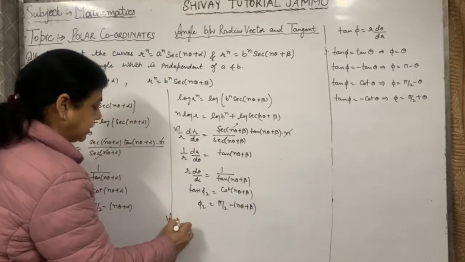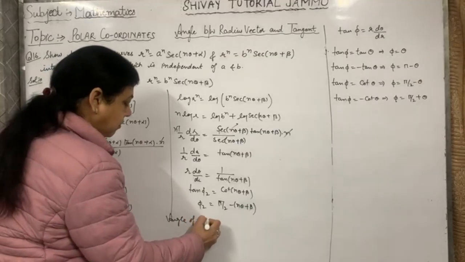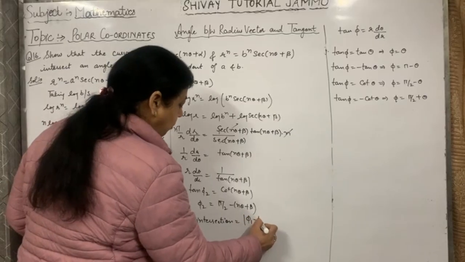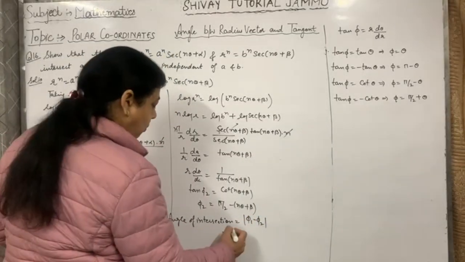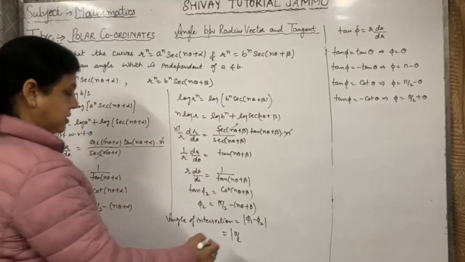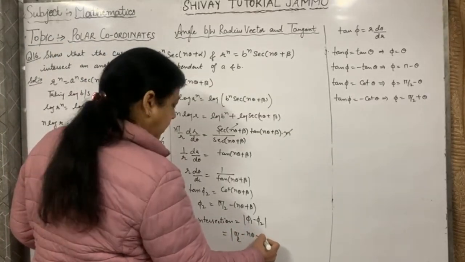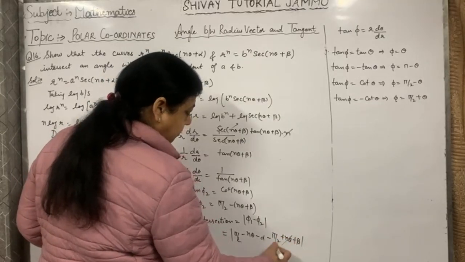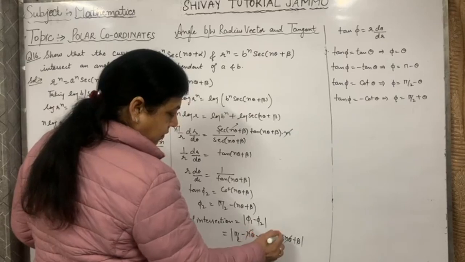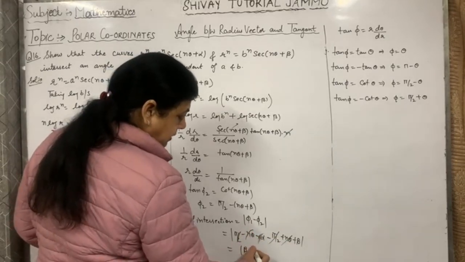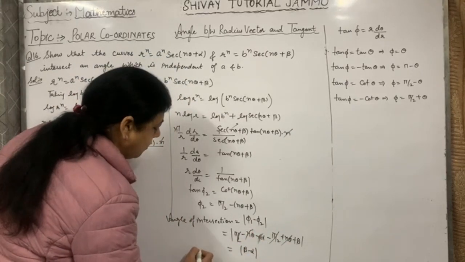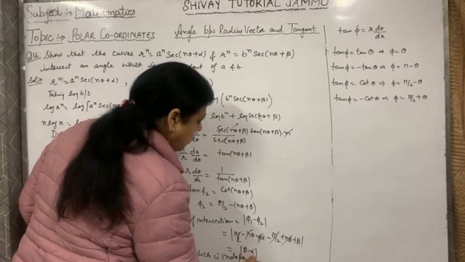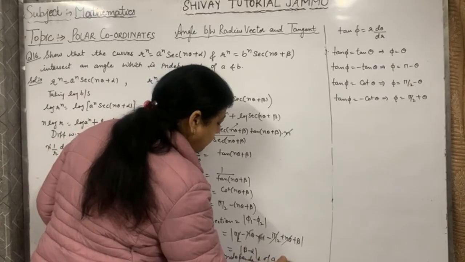Then the angle of intersection is phi 1 minus phi 2. This is pi by 2 minus n theta minus alpha, minus pi by 2 plus n theta plus beta. Pi by 2 cancels, n theta cancels. This is beta minus alpha, which is independent of a and b.